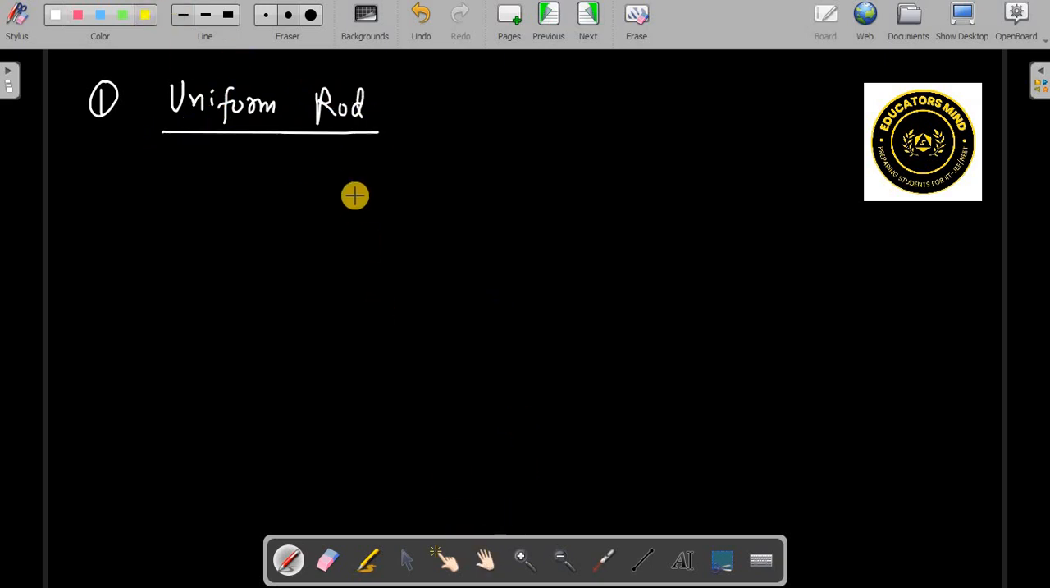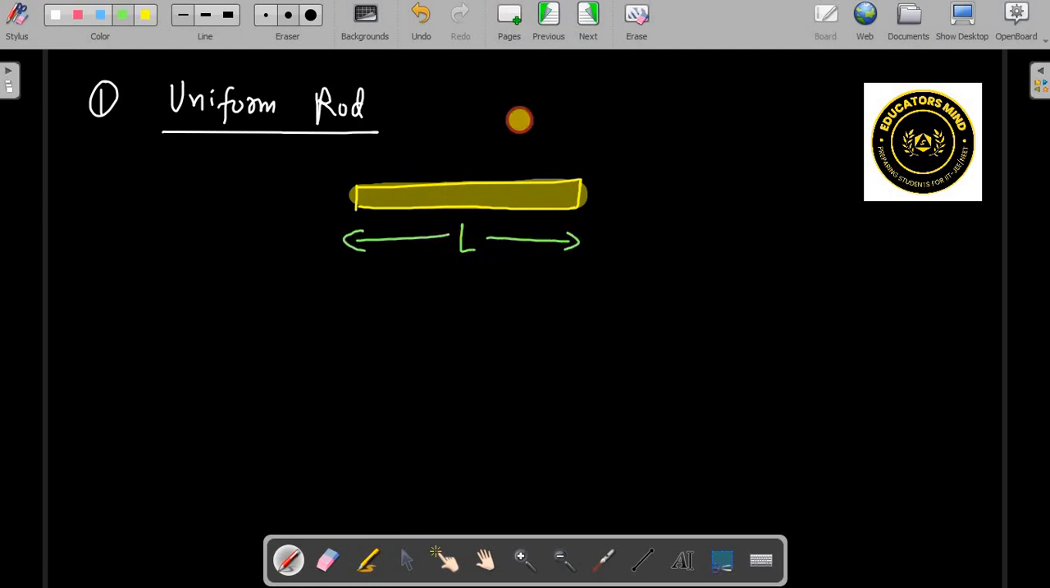A uniform rod will be like this. Let us say this is a rod, and the mass is distributed over the length. Thickness is negligible, okay, and let us say the length is capital L, the total mass is capital M. We want to find the moment of inertia about the axis which is passing through one of the ends, and this axis is perpendicular to the length.